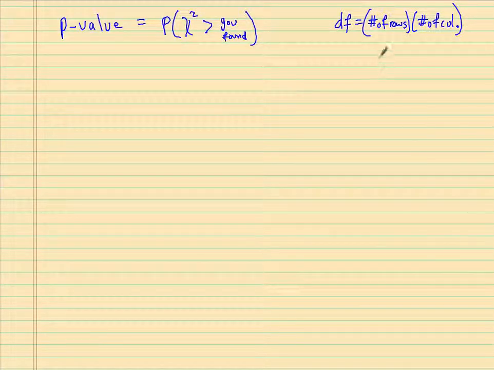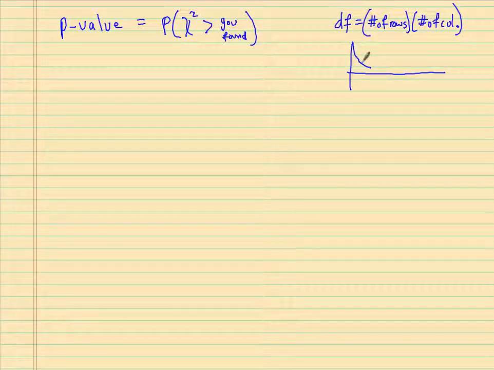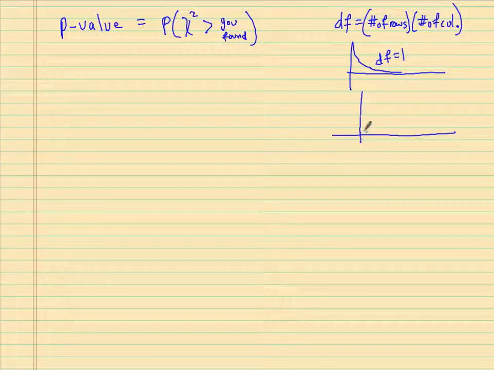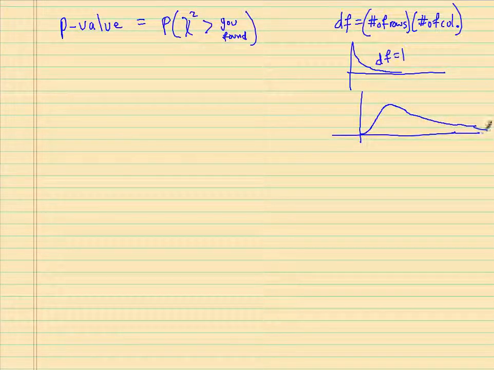And the degree of freedom is the number of rows times the number of columns. Because every degree of freedom is a different shape. So the first degree of freedom might look like this. This would be like degree of freedom equals 1. But if you get into degrees of freedom of like 20, it'll be more traditional chi-squared skewed to the right, with this being the area.